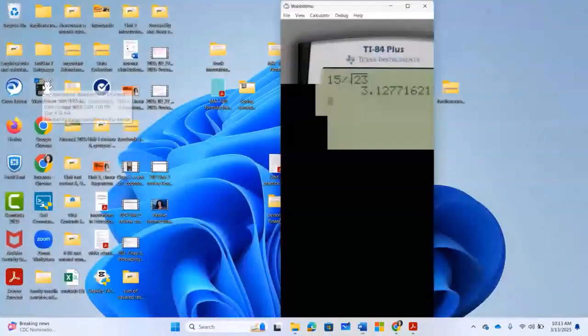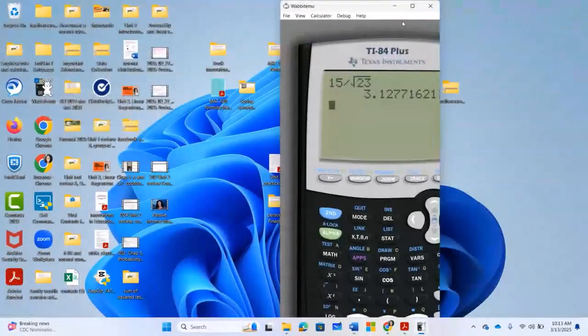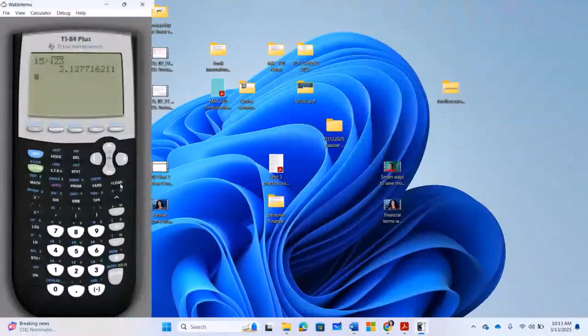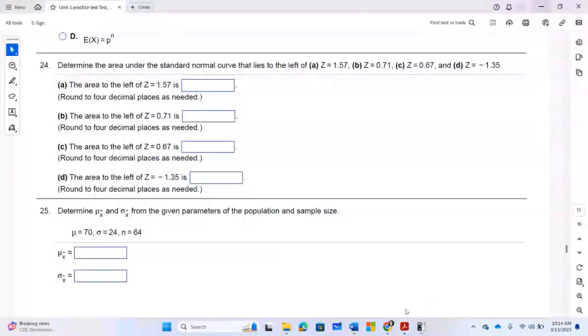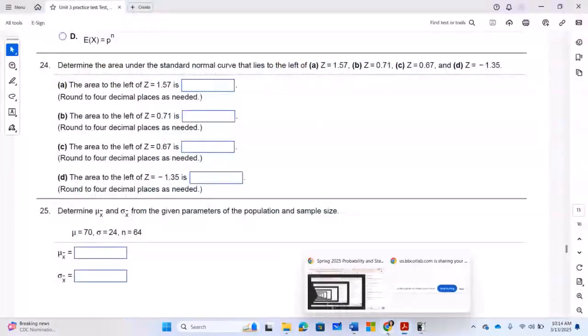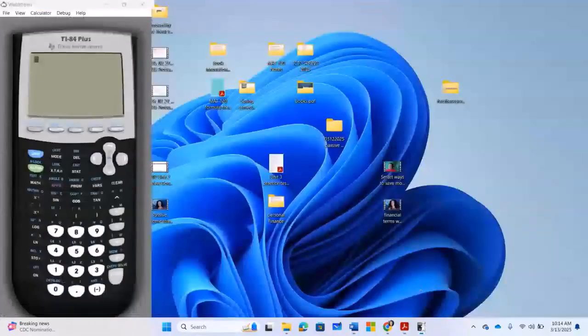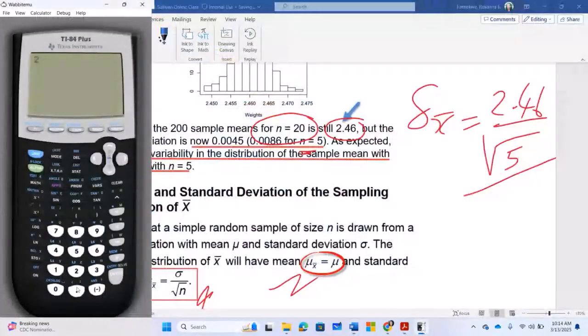So it's still the same normal distribution, except that the central limit theorem is using normal distribution, and the standard deviation will now change to standard error. That is the difference. So I'm going to calculate this. Put it in my calculator. So I have 2.46 divided by the square root. I'm going to divide also by 20. So this time I'm dividing by 5, square root of 5.